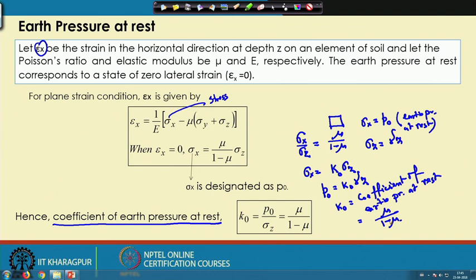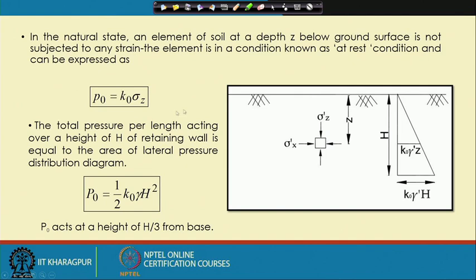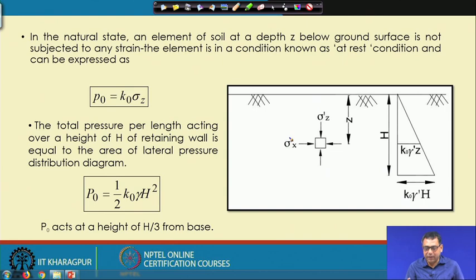If I know the coefficient of earth pressure at rest and the unit weight of the soil, then at any depth we can calculate what the earth pressure at rest will be on a wall or an earth retaining structure. Similarly, the vertical stress acts on any element, sigma z, and this is sigma x. A bar means it is in terms of effective stress.